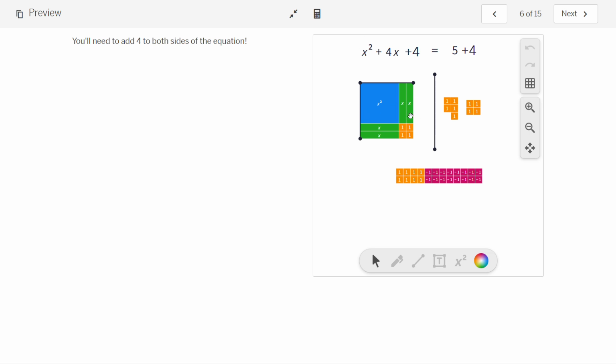Okay, so on this slide, they did go ahead and add the tiles to that. Now notice they added 4 to the right side. It also gives it to you algebraically up above. So you want to make sure that now on the right side of our equation, we have a total of 9 tiles. And then on the left side of our equation, we do have a perfect square model.